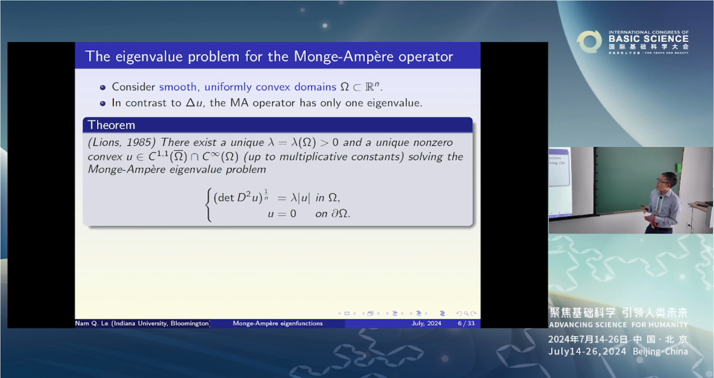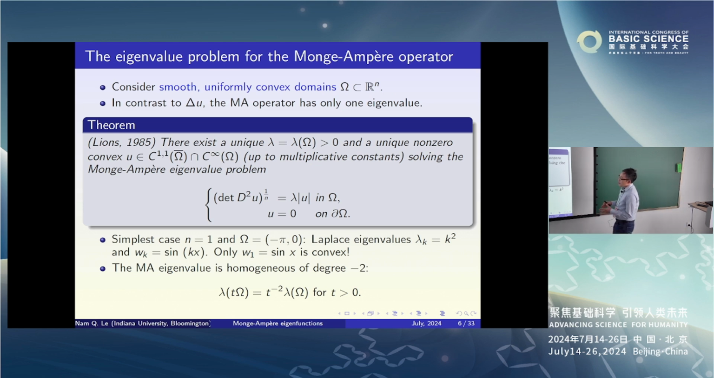Regarding the smoothness, as we saw for the Laplace operator, the eigenfunctions are smooth up to the boundary if the domain is smooth. But for the Monge-Ampere eigenfunctions, Lions showed that they are smooth in the interior, but only C^{1,1} up to the boundary. So that was about 40 years ago. C^{1,1} here means that the Hessian is bounded up to the boundary. All right.